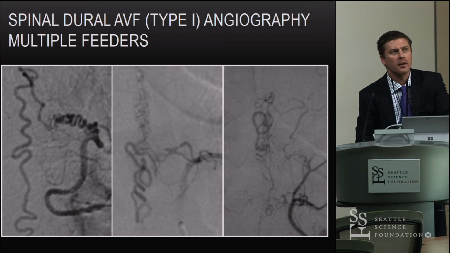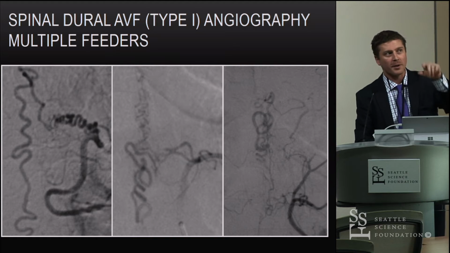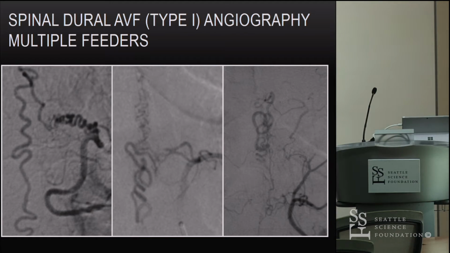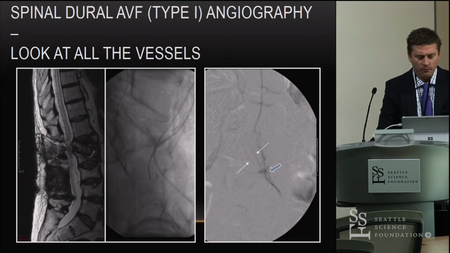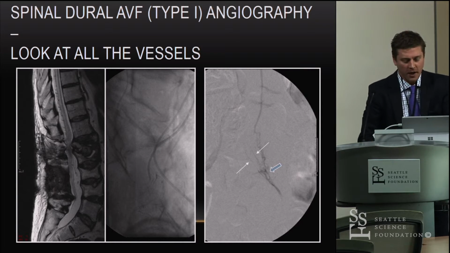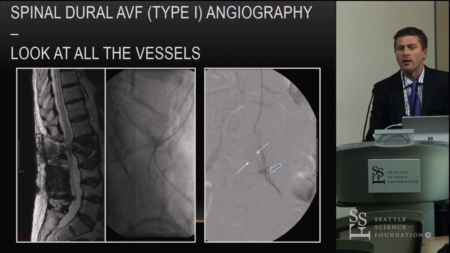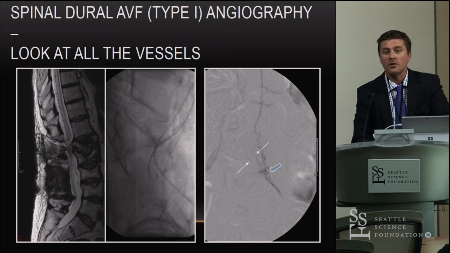And here's another example again. You can see the tortuous draining vein, which is that snake-like structure, and the fistula is right at that point where it changes from a squiggly line to the right here. And again, this one, multiple feeders, and this one, the fistula is right here. So again, look at the vessels. It's important to look at all the vessels. This dural fistula was fed from an internal iliac branch. So we don't always look at all the vessels routinely, but with spinal AVMs, it's important to check absolutely everything. If you don't look, you won't find.